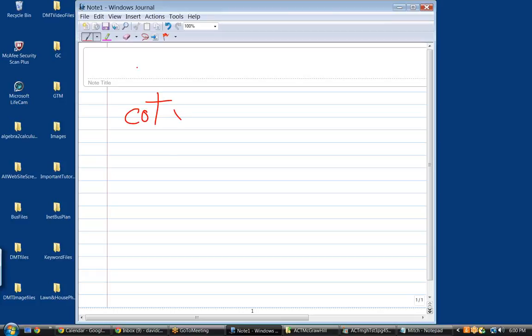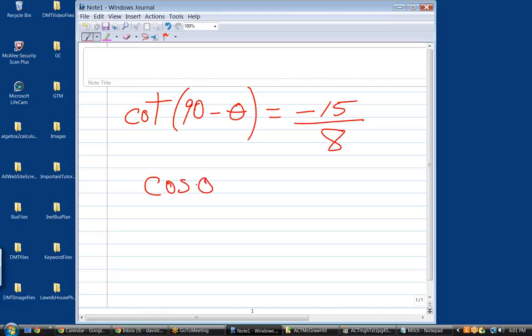Then parentheses, 90 degrees minus theta, equals negative 15 over 8. And then cosine of theta is less than 0. Okay. And then find secant.